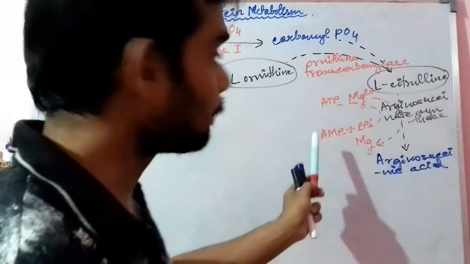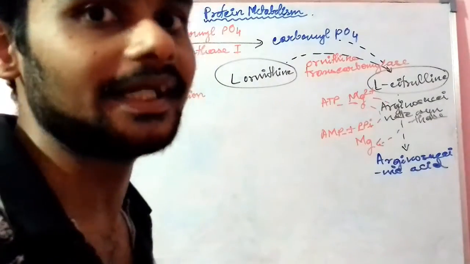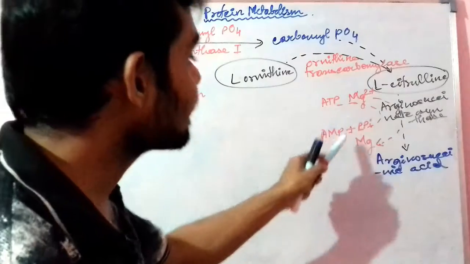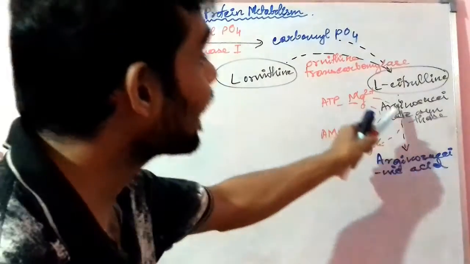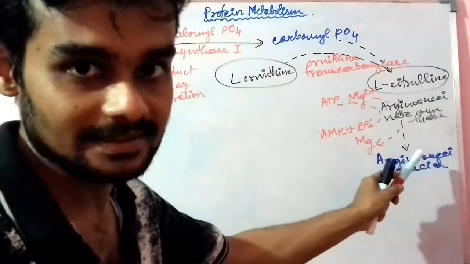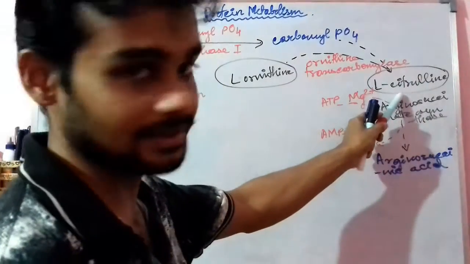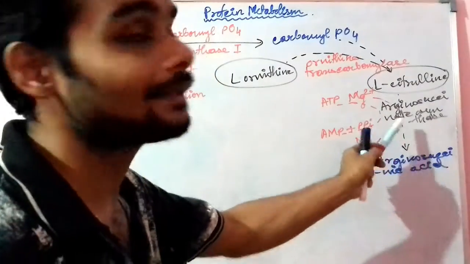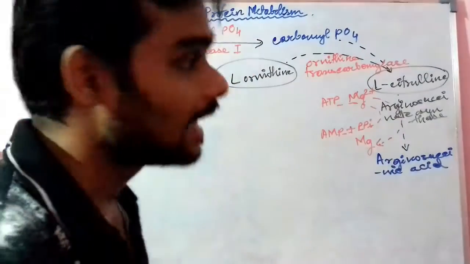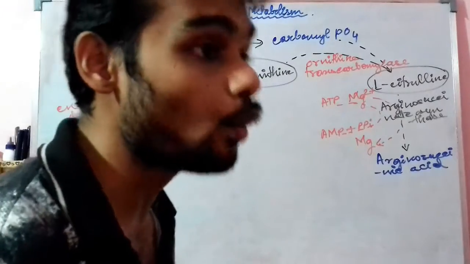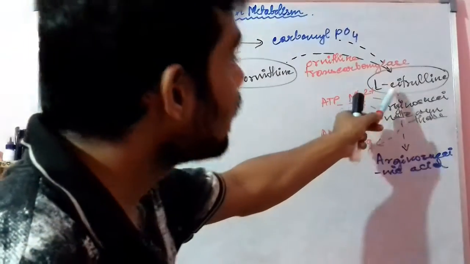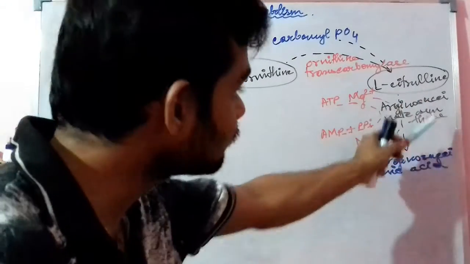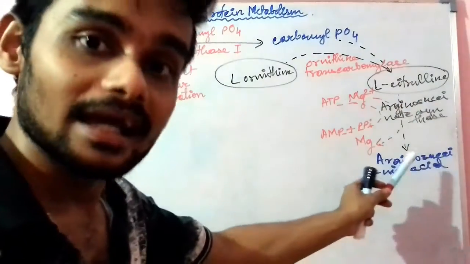So the breakdown of the ATP to AMP is an energy generating process. The ATP is converted to AMP and PPi. In that case, what happens? This released energy is taken up by arginosuccinate synthase in order to decrease the activation energy of L-citrulline. When this energy is incorporated by the arginosuccinate synthase enzyme, it helps in decreasing the delta G value, the Gibbs free energy value of the L-citrulline, and converts it to the arginosuccinic acid.